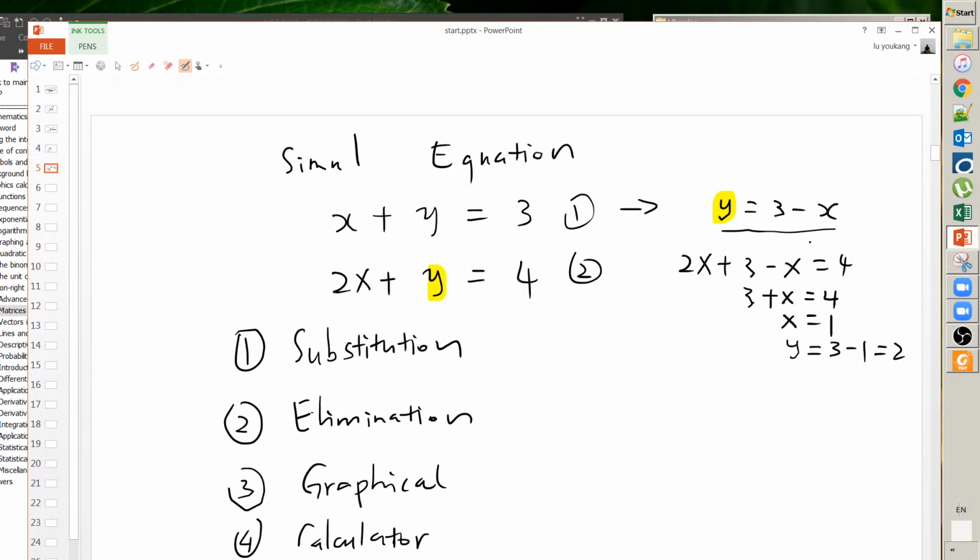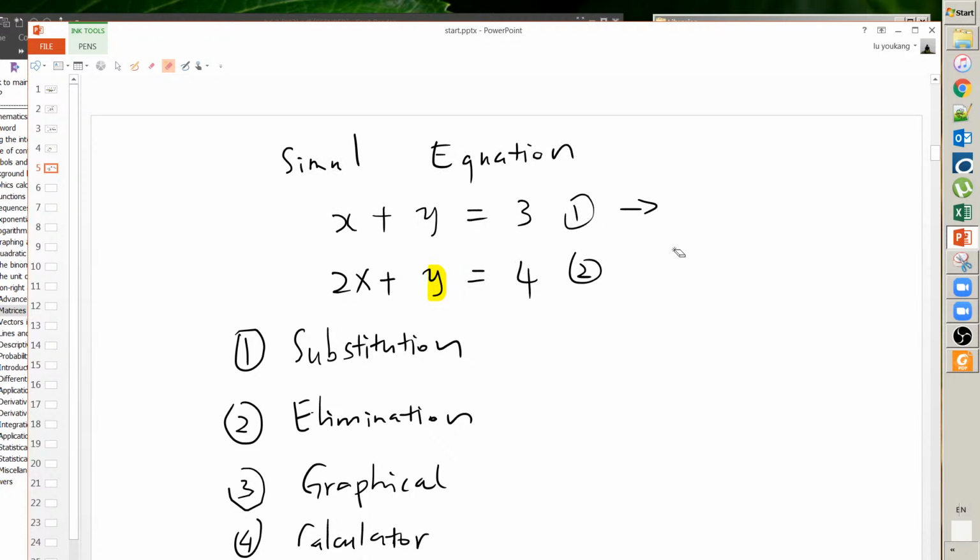Okay, so this is how you use substitution to solve these simultaneous equations. You will get these two answers. Now the other way is you can also use elimination. So let me quickly go through how you can use elimination.